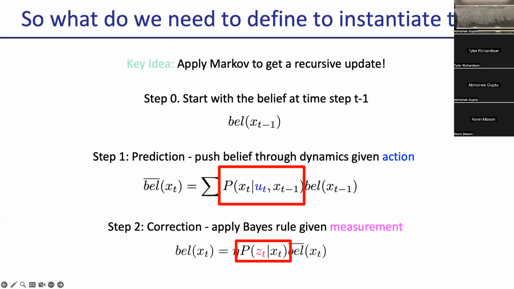Try to define what P of xt given ut and xt minus 1 is. How does the world transition? And then how the sensors behave, specifically for the race car with the LiDAR.